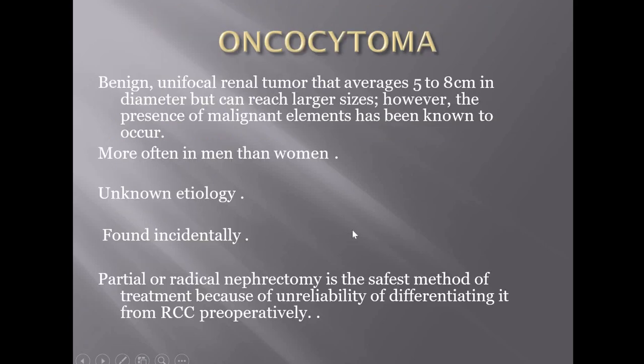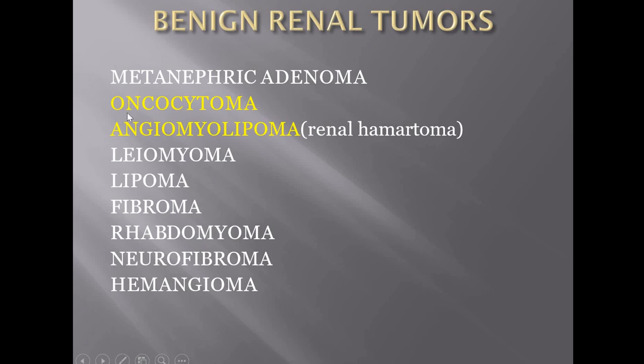In this class, I'm going to tell you about two benign tumors: oncocytoma and angiomyolipoma, because they are relatively more common compared to the others, and they are a little unique to the kidney. All these benign tumors can occur in any other organ, but oncocytoma and angiomyolipoma are very specific for the kidney, and their occurrence is more common, and that's why I'll be telling a little more detail about these two tumors.